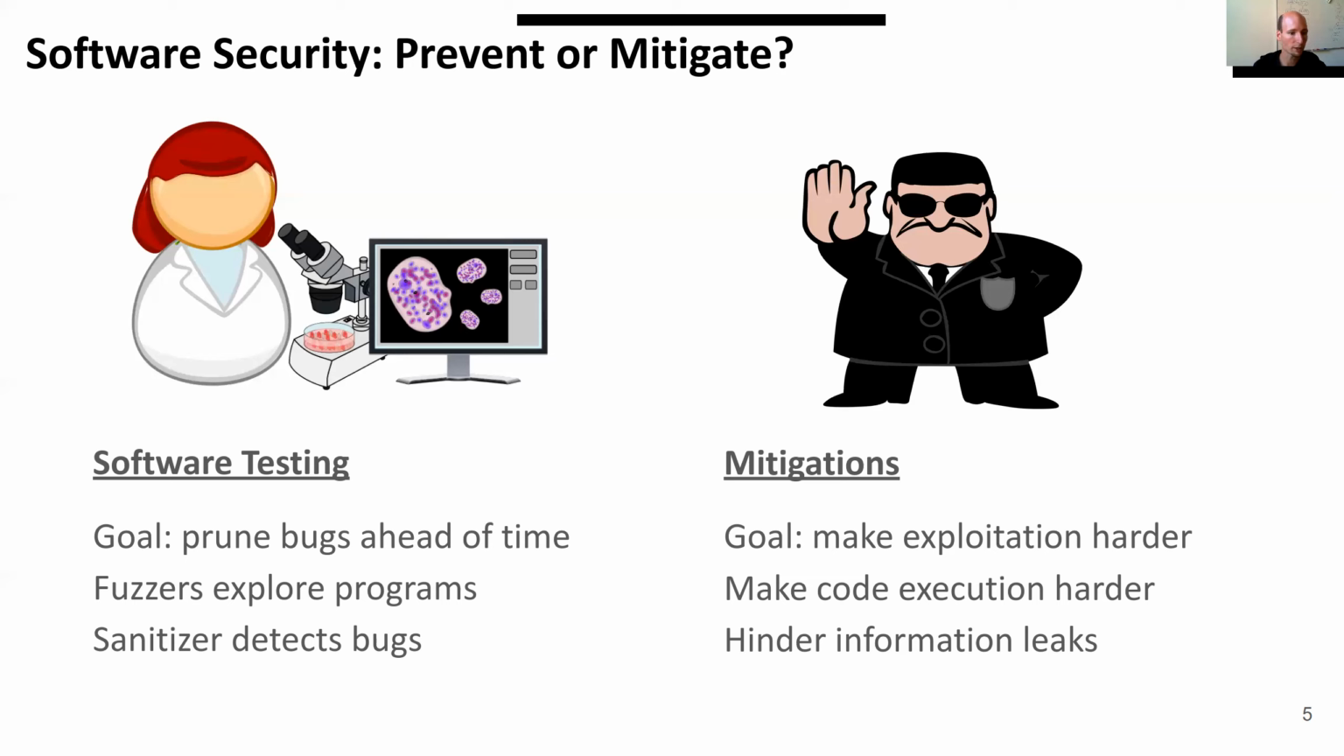On modern code bases, we often use fuzzing as a go-to software testing tool. The fuzzer explores the program, explores as much of the code as possible, and then we apply what we call sanitizers that detect underlying bugs and signal to the developer that there is an actual bug.